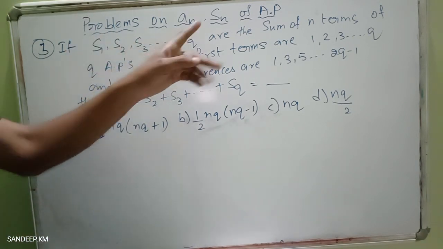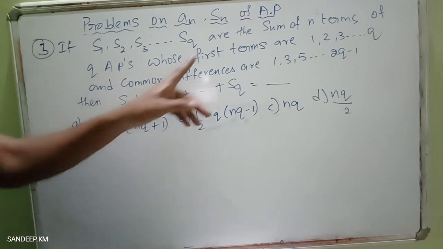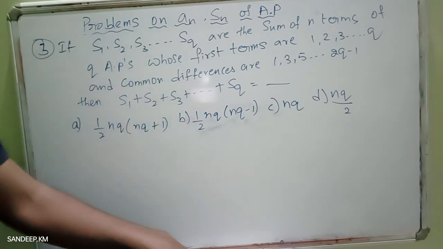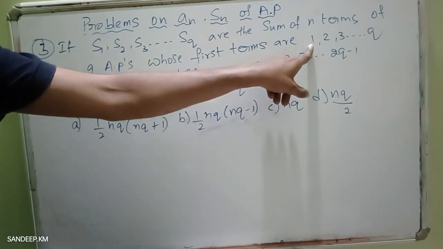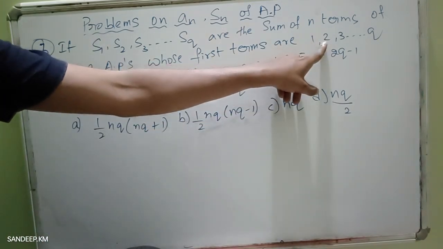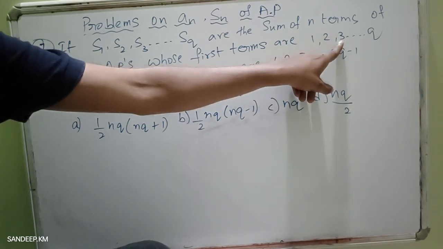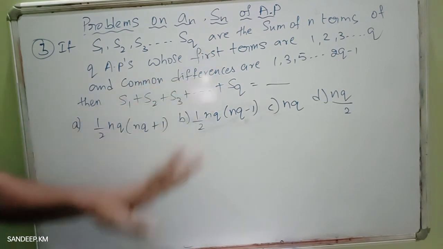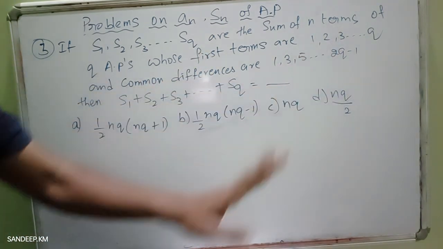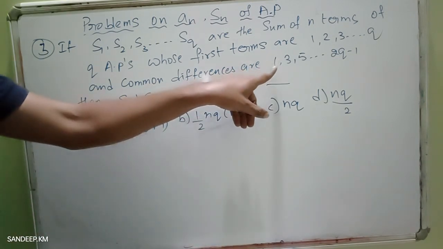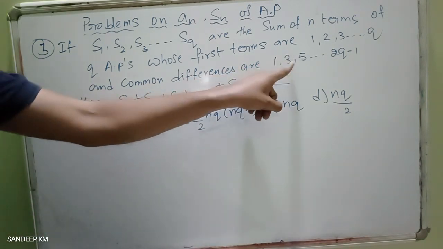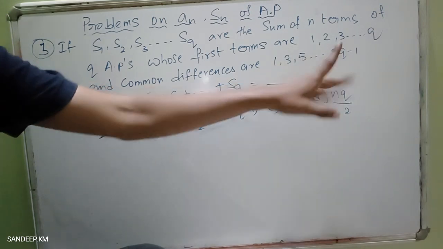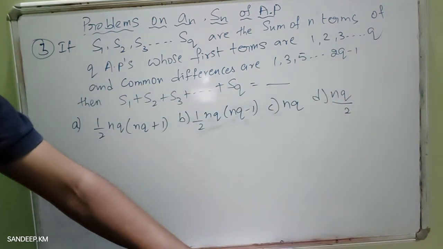Okay, so these are the sum of n terms of q different APs whose first terms are given by 1, 2, 3 and so on q. What does it mean? For the first AP, the first term is 1. For the second AP, the first term is 2. For the third AP, the first term is 3. And for the last AP, the first term is q. Similarly, their common differences are what? 1, 3, 5 and so on, 2q minus 1. So for the first AP, the common difference is 1. For the second AP, the common difference is 3. For the third AP, the common difference is 5 and so on. For the last AP, the common difference is 2q minus 1.